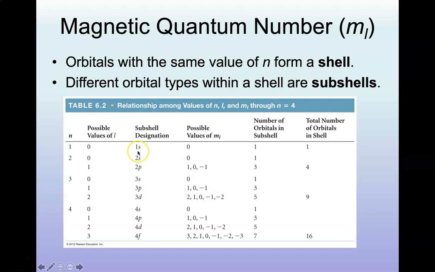The subshell is then going to be designated 1s. Because the value of L is 0, the only designation it can have is s, and the n comes in front. Possible values of m sub L, remember, go from negative L to positive L. In this case, since L is 0, there's only 1, which means there's only one s orbital. And that means the total number of s orbitals is going to be 1. Again, we're going to talk about what these numbers actually indicate and what they mean in more detail in the next video.